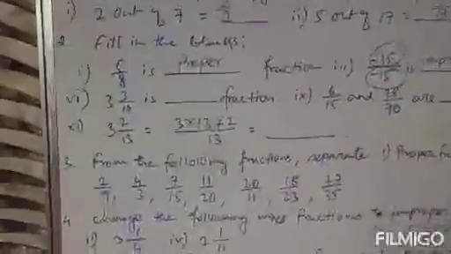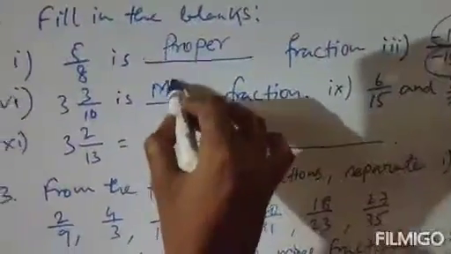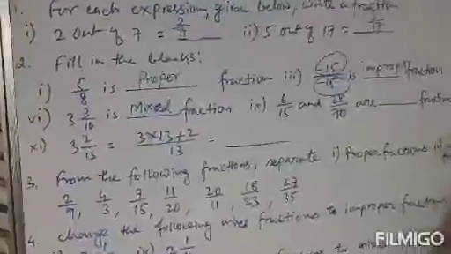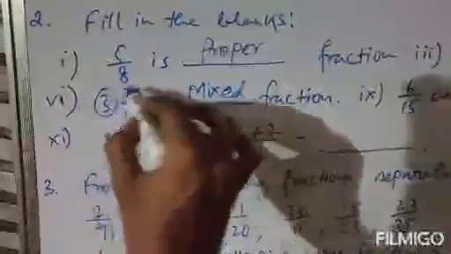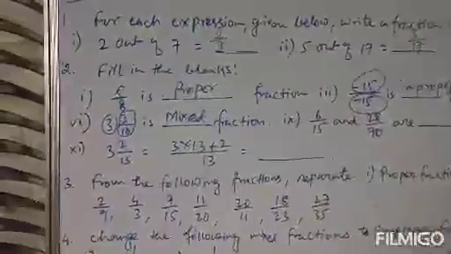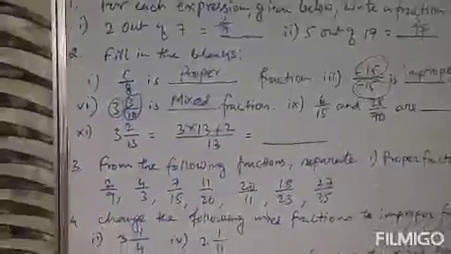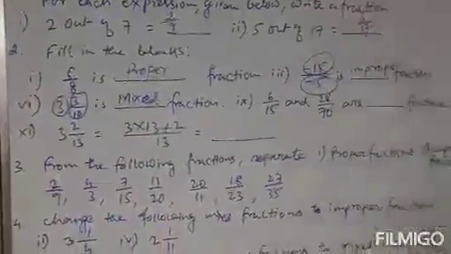Next, 3 by 10 is a mixed fraction. This is a mixed fraction because a mixed fraction consists of two parts: one is an integer part, and one is a proper fraction. Now this 3 is the integer part and this part is a proper fraction, because the numerator is less than the denominator. Numerator is 3, denominator is 10, so it is a proper fraction. That means integer and proper fraction, so it is a mixed fraction.